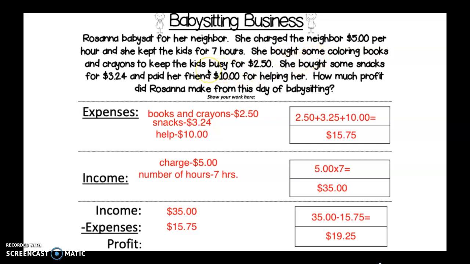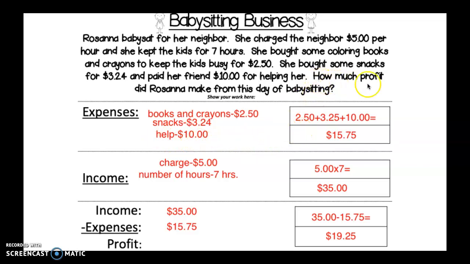So she bought coloring books and crayons for the kids at $2.50. So I put here books and crayons for $2.50. She bought, here's bought again, she's spending some money on snacks for $3.24. So I put down here my list of expenses, snacks, $3.24, and paid her friend $10 for helping her. So here's another expense she paid, so she's paying out money, giving money away, another expense. So for help was $10.